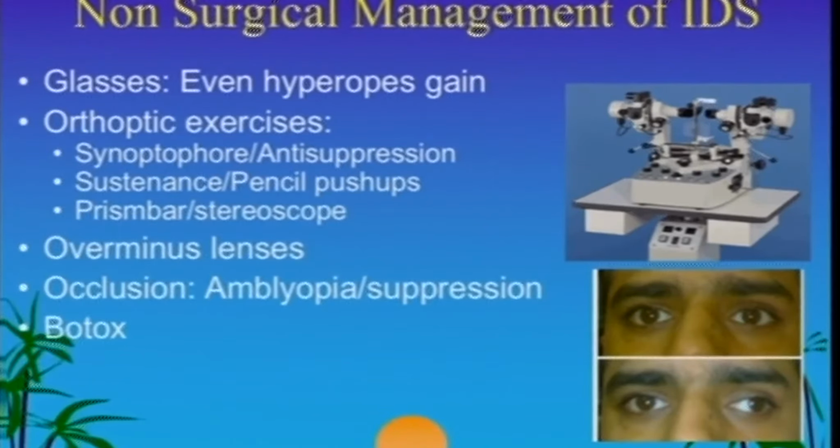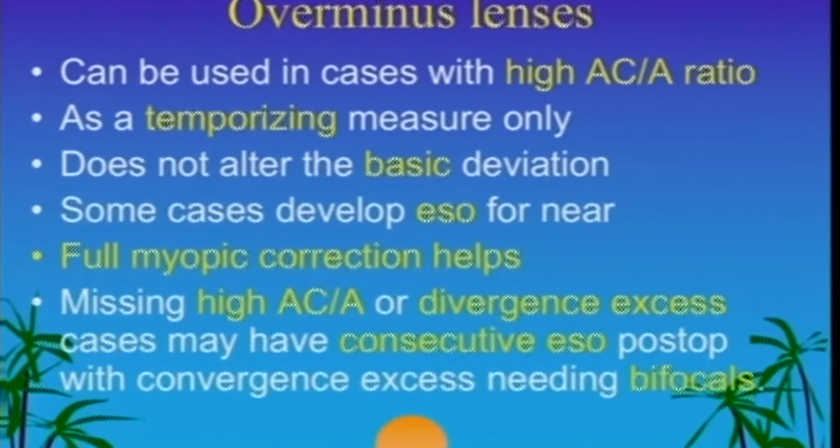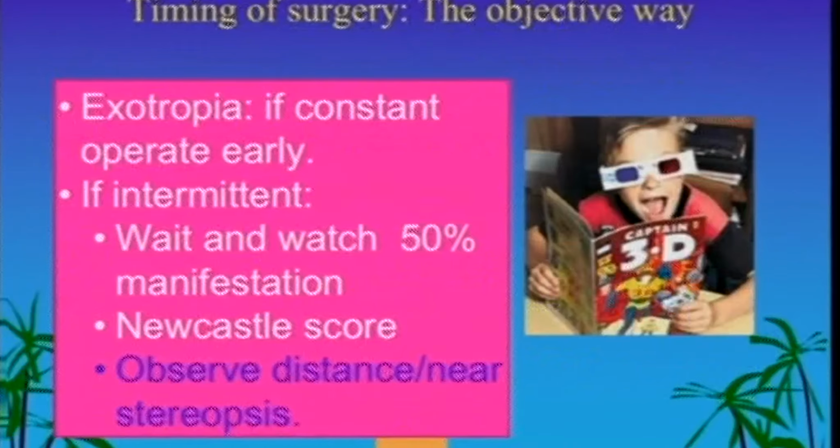Overminus lenses is another non-surgical approach, which we usually use for those cases which have a high AC/A ratio in children. Occlusion amblyopia therapy has also been described as one of the modalities, but I think it is not a very useful one. I think Dr. Saurabh Jain is there. There was a study done in Britain recently, and they have shown that it's not much effective. So, overminus lenses.